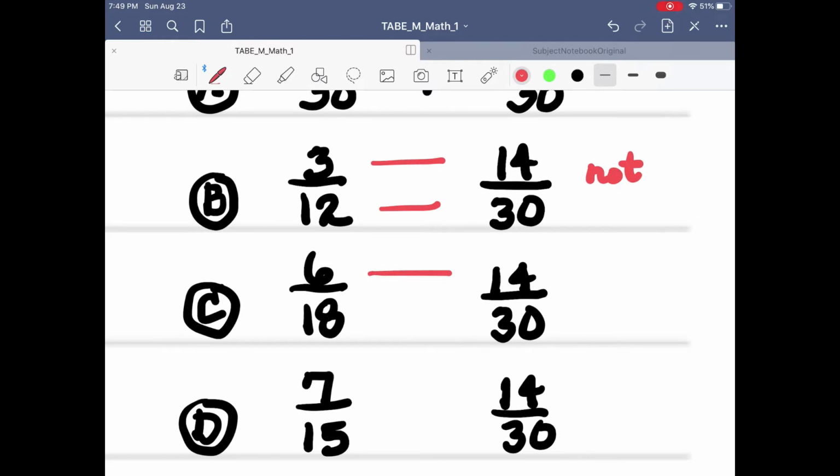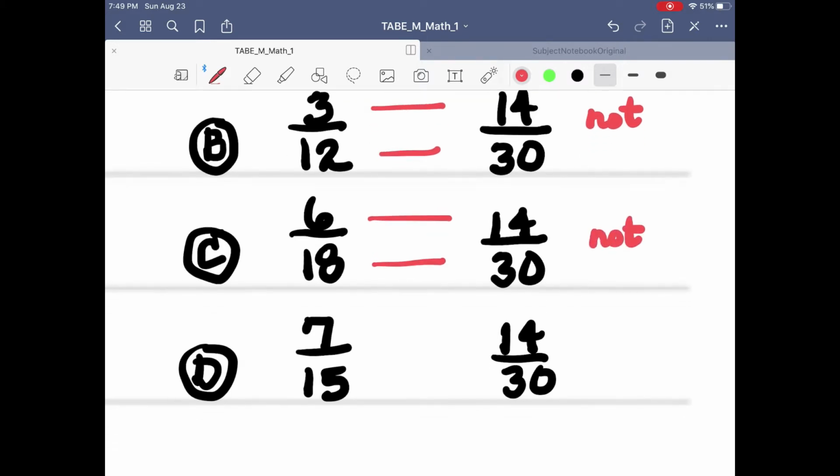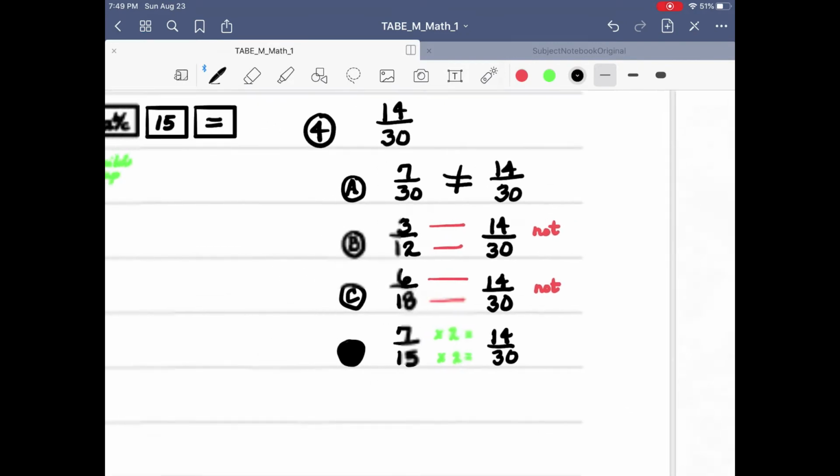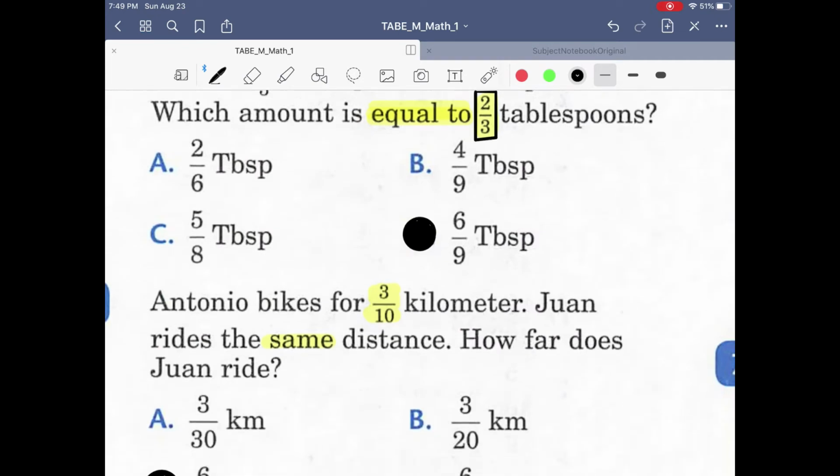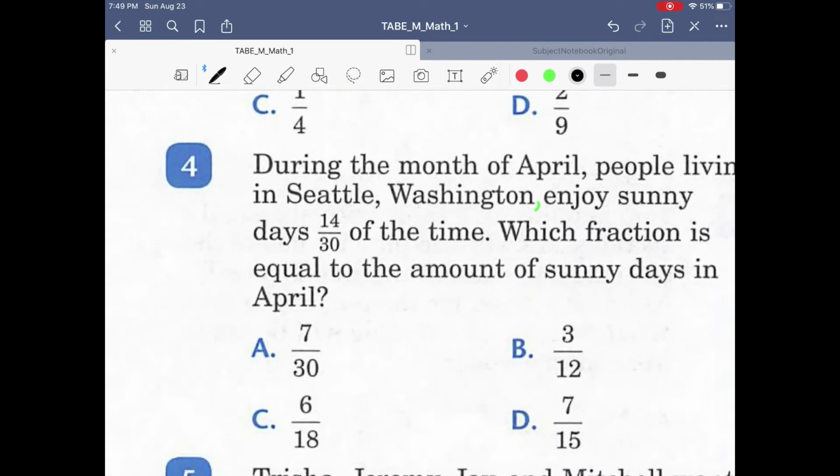6 times something is 14. Again, there's nothing that will do that without a decimal. 18, same thing with 30. That is not the one I'm looking for. So I have high hopes for this one. 7 times 2 would be 14, and 15 times 2 is 30. So this is the choice that I'm looking for. The answer to number 4 is D.